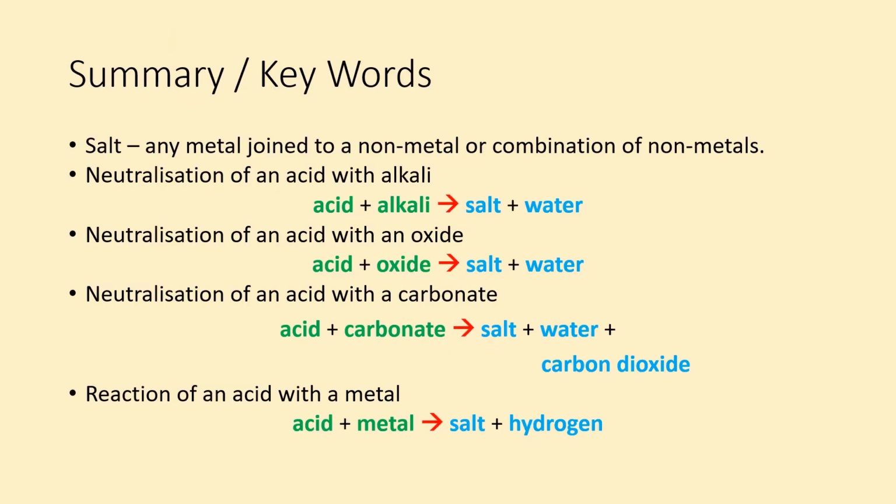Chill. All right, here's your summary slide. So salt is any metal joined to a non-metal or a combination of non-metals. Neutralization of an acid with an alkali is acid plus alkali, arrow, salt plus water. With an oxide is acid plus oxide, arrow, salt plus water. With a carbonate is acid plus carbonate, arrow, salt plus water plus carbon dioxide. And with a metal is acid plus metal, arrow, salt plus hydrogen.